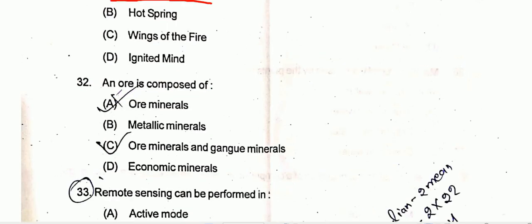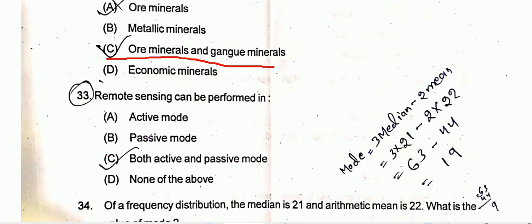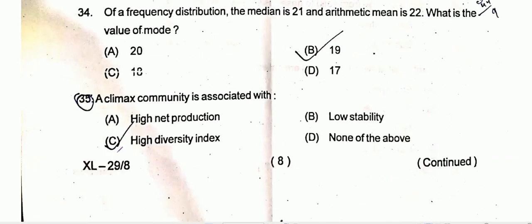Question number 32. An ore is composed of ore minerals and gangue material. Option C is the correct one. Question number 33. Remote sensing can be performed in both active as well as passive mode. So option C is the correct one.